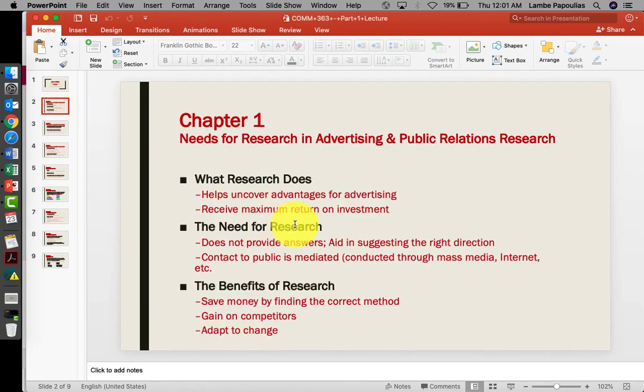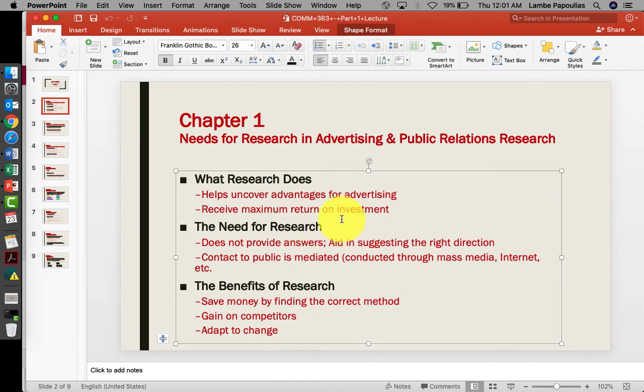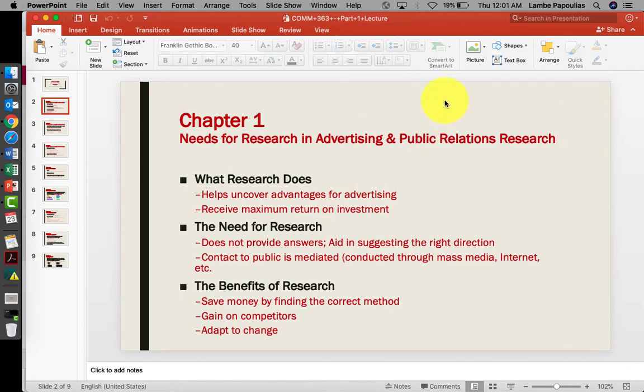So, the need for research. It really doesn't provide answers, but it aids in suggesting the right direction on where to go and what to do. You can't really get a solid answer on, hey, running your TV commercial at this time or your magazine ad in this magazine for this quarter is going to be effective and you will get the maximum return on your money. It doesn't really work like that. It really just aids in suggesting the right direction on where you need to run, whether it's traditional or non-traditional advertising methods. And of course, contact to the public is mediated. It's conducted through mass media, internet, etc.